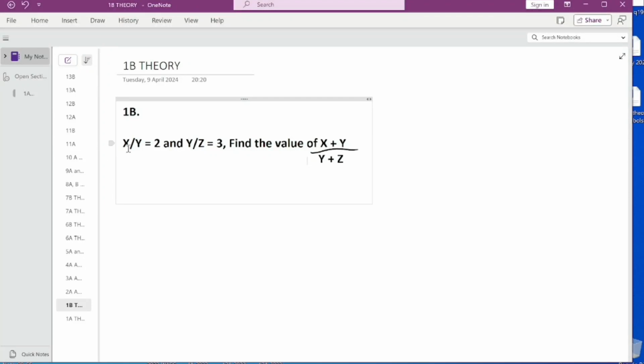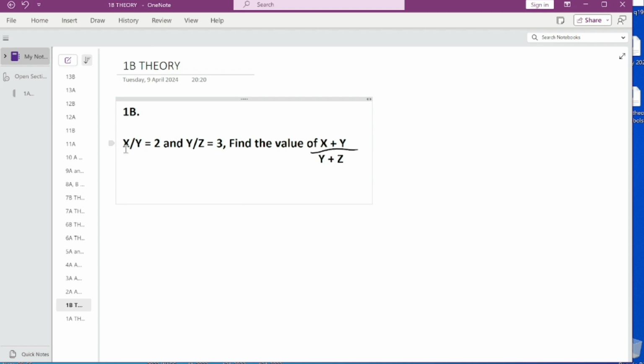Question 1b says x over y equals 2 and y over z equals 3. Find the value of x plus y over y plus z. Looking at this question, the hint is we're supposed to use this to solve this question.